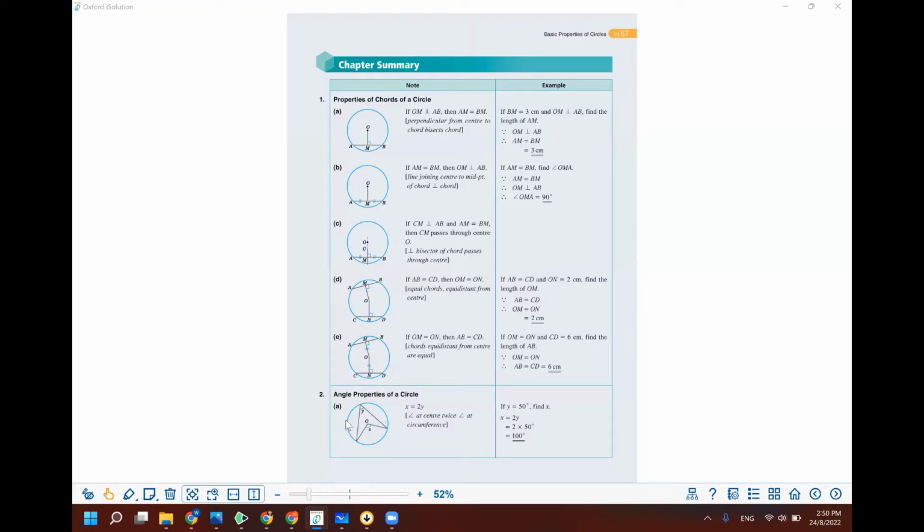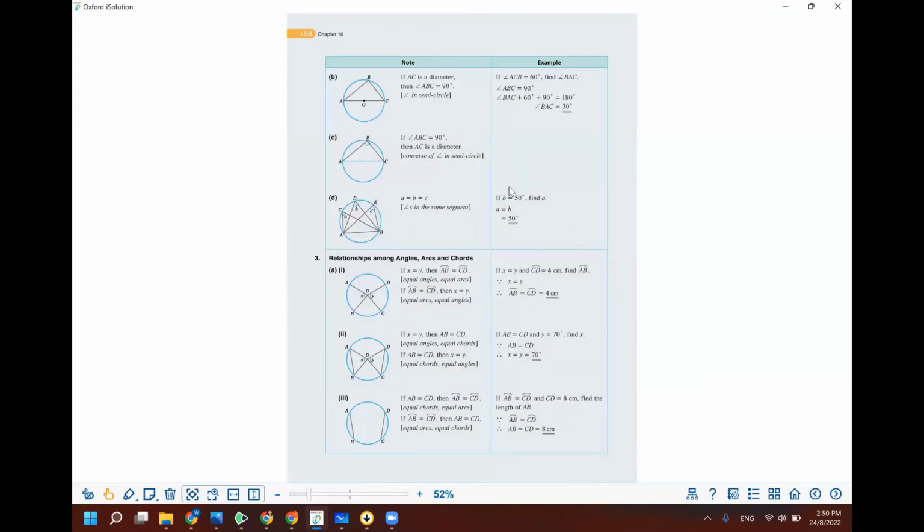The next group is about angles. We have the relation between angle at the center and angle at the circumference. So 2A, angle at the center twice angle at the circumference. 2B, angle in the semicircle. 2C is the converse of angle in the semicircle. 2D is that angles in the same segment are equal.